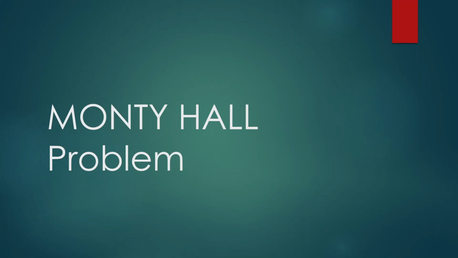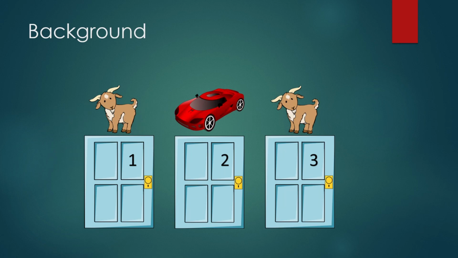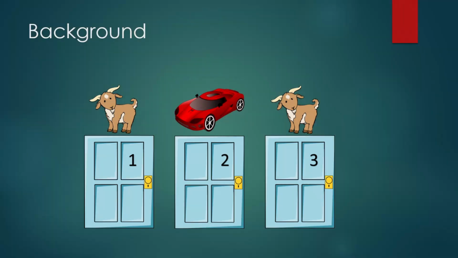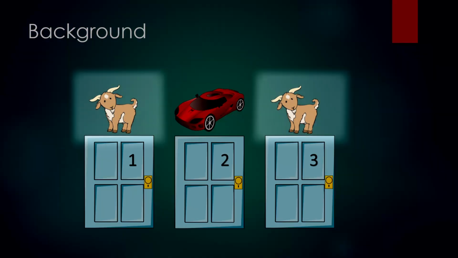Today we are diving into the fascinating world of probability with a classic problem, the Monty Hall problem. If you are not familiar, the Monty Hall problem is a brain teaser based on a game show. You are presented with three doors. Behind one door is a car, and behind the other two doors are goats.